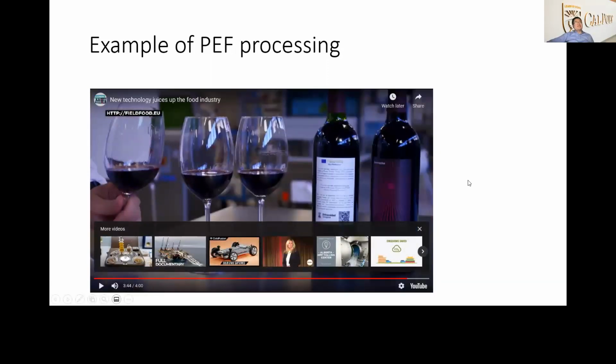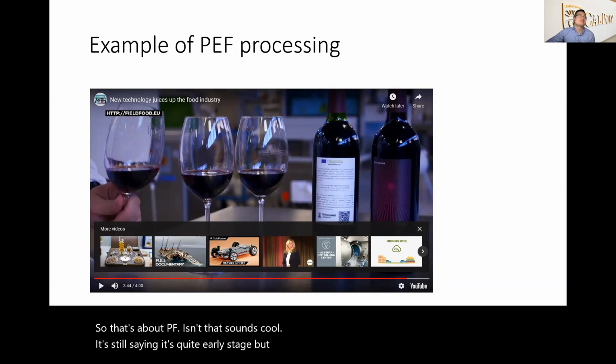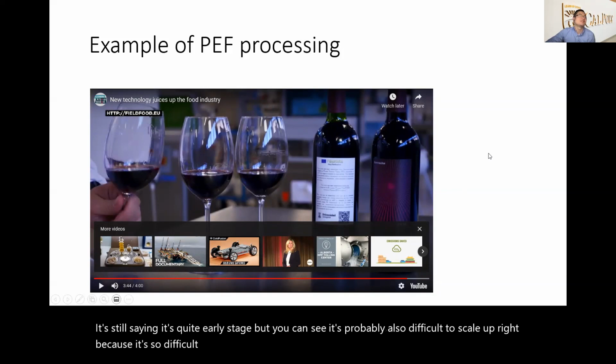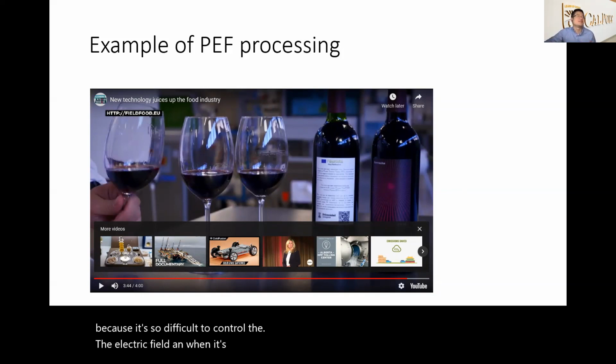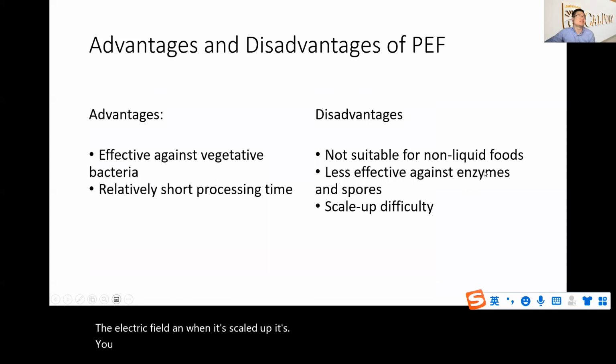So that's about PEF. Isn't that sounds cool? Well, it's still in its quite early stage, but you can see it's probably also difficult to scale up, right? Because it's so difficult to control the electric field, and when it's scaled up, it's going to be quite difficult. So some advantages and disadvantages.